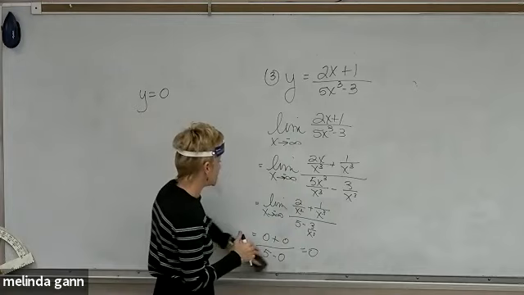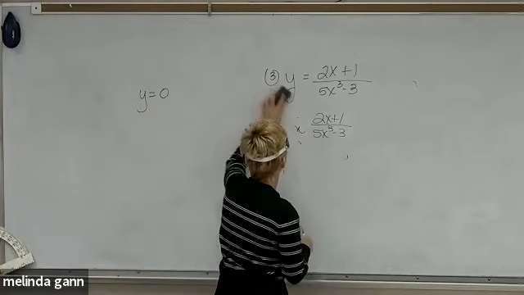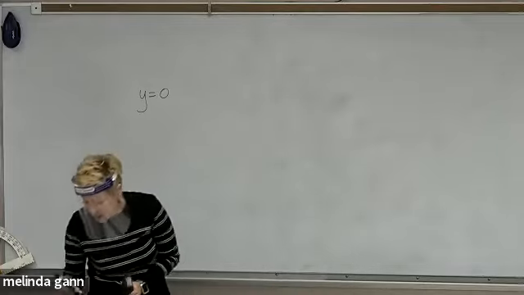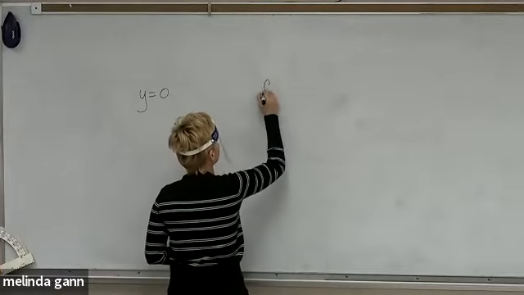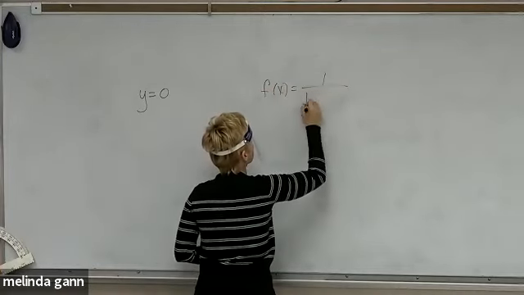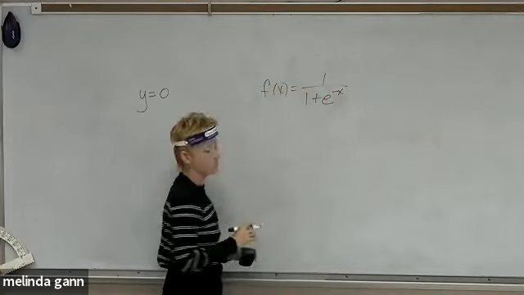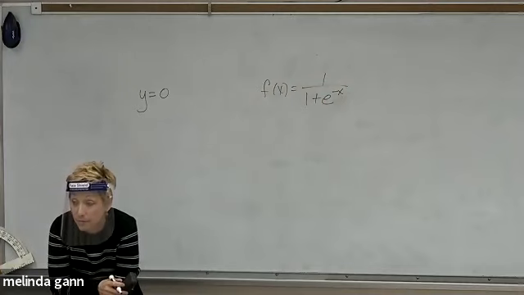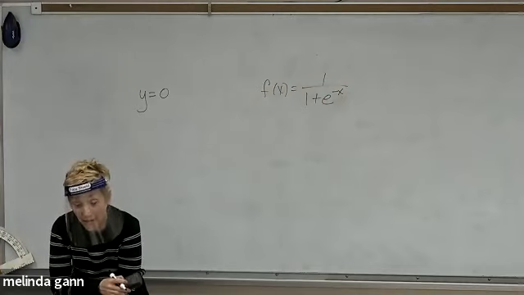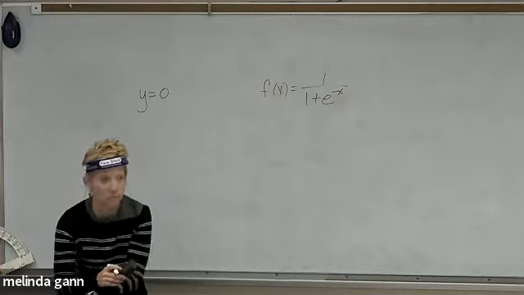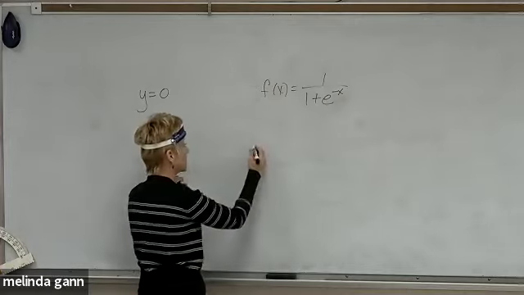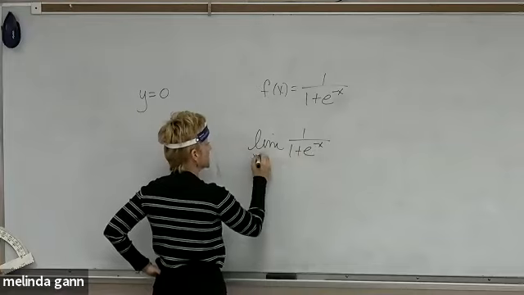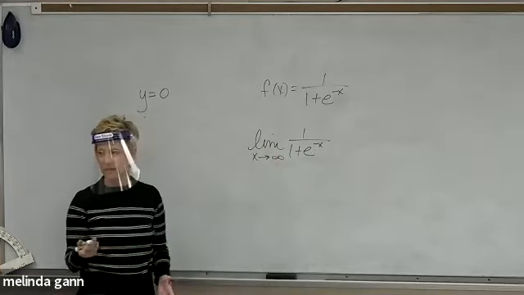All right. What if it was not a rational function? I don't have a polynomial over another polynomial. What if instead I had something like, let's do that one. That's an easy one. One over 1 plus e to the negative x. Now this time my little technique, my little trick's not going to work. So I've got to take the limit of 1 over 1 plus e to the negative x as x approaches infinity.